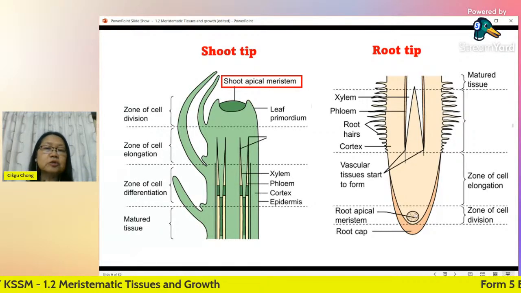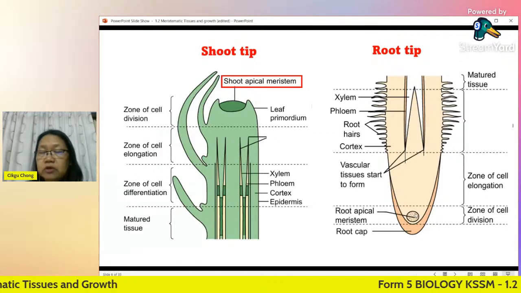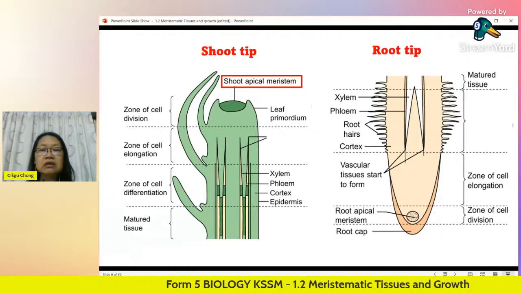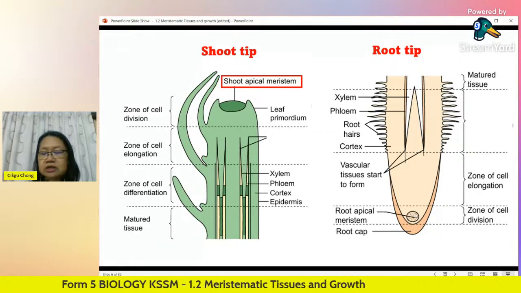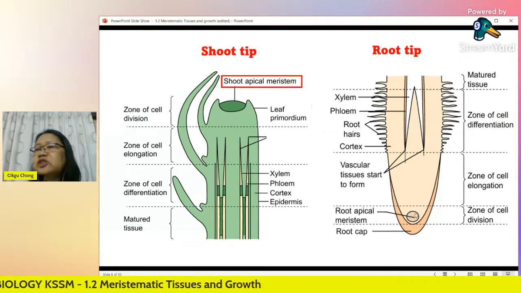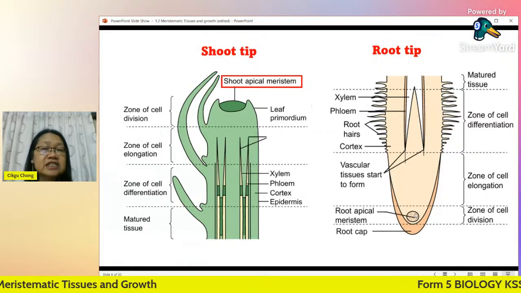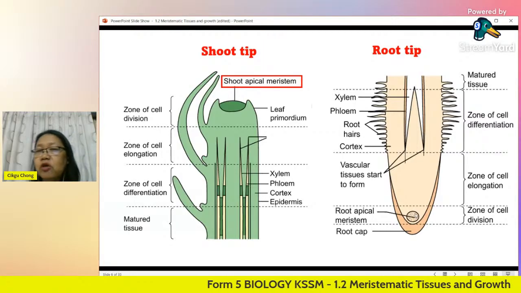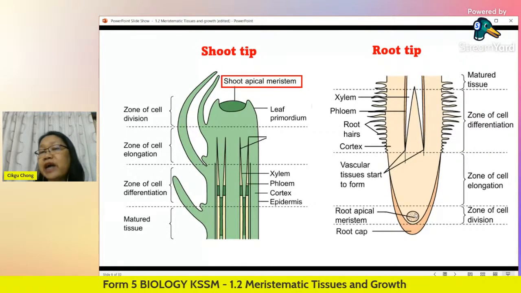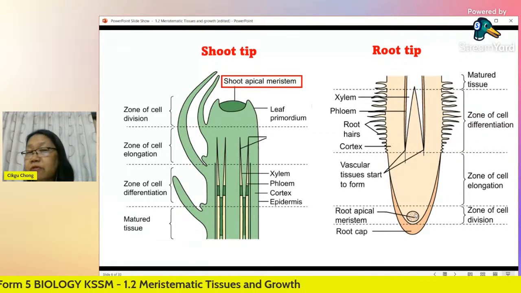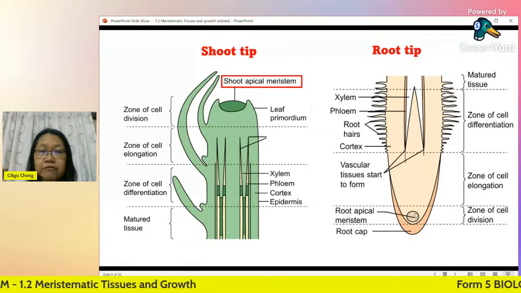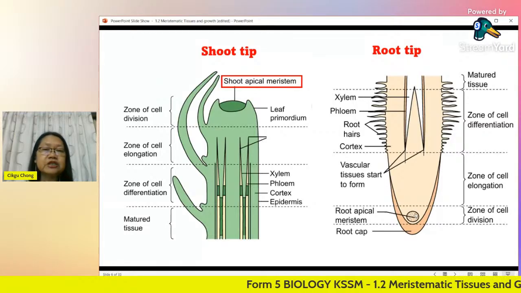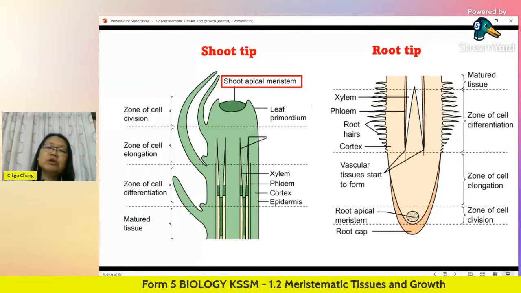Then later, these cells will undergo cell elongation. They will become longer, just like what I mentioned for the shoot tip. And then after a while, these rectangular cells will slowly differentiate into different tissues or different cells that perform different functions. So you will see some of them will become the cortex, some will form the root hair cells, some will become the phloem, some become the xylem. And further up, after the cell differentiation, you will have all these permanent tissues which are matured.